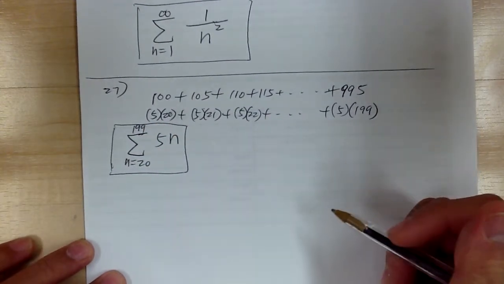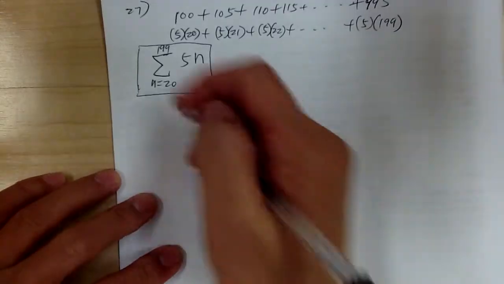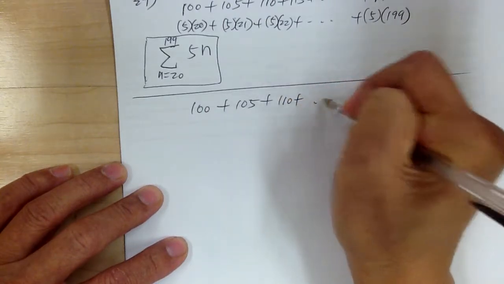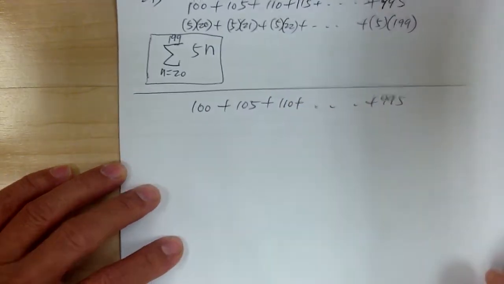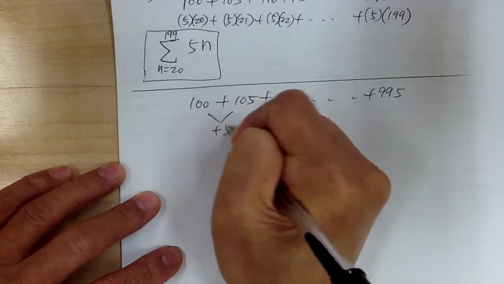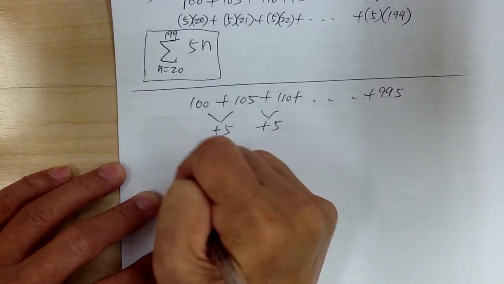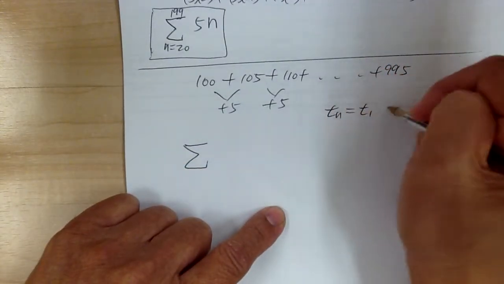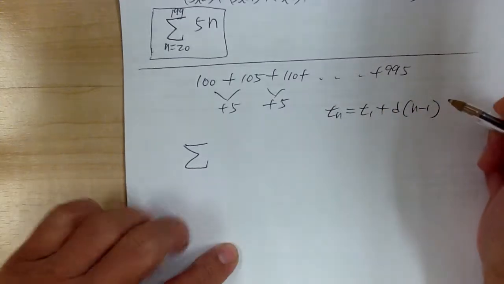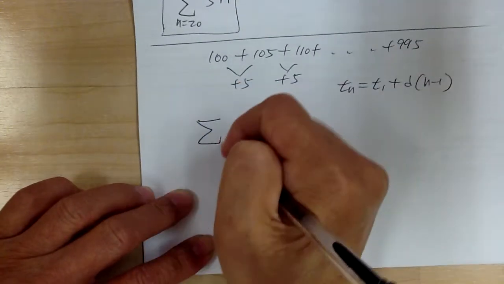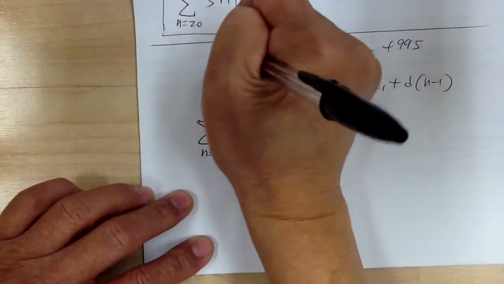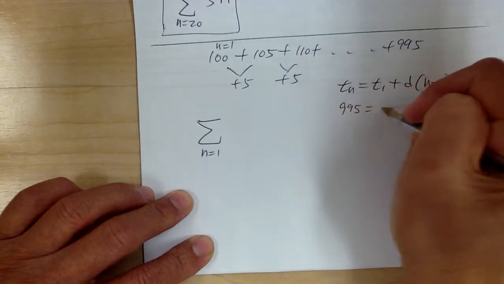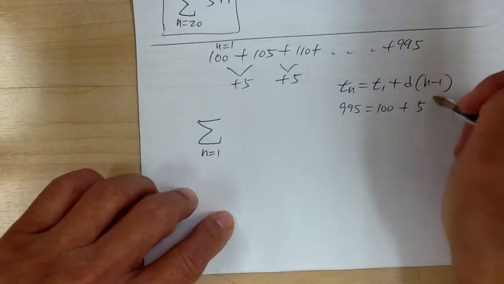Okay. Another possible way to do this is by using the formula. So you have 100 plus 105 plus 110 plus dot dot dot plus 995. Recognize that this is arithmetic, right? So it's plus 5, plus 5. So when it's arithmetic, you have t of n equal to t1 plus d times n minus 1. You want to go from n equal to 1, and you need to figure out what the last one is. So use this formula: 995 equal to 100 plus 5 times n minus 1.